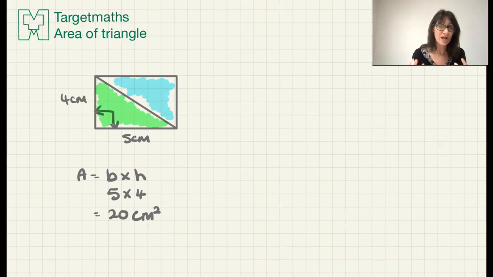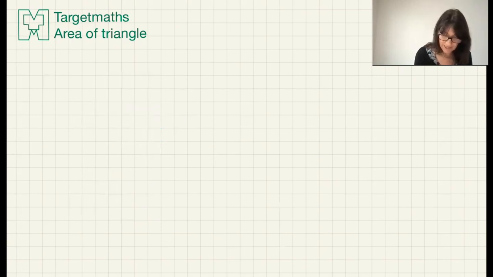If they're exactly the same size, what would the area of the green triangle be? I would have to share my 20 centimeters, which was the area of the rectangle originally, into the 2 triangles, and the triangles would be 10 centimeters squared each. And that is why, when we're finding the area of a triangle, we have the divide 2 step in the formula. So let's write out the formula for the area of a triangle.